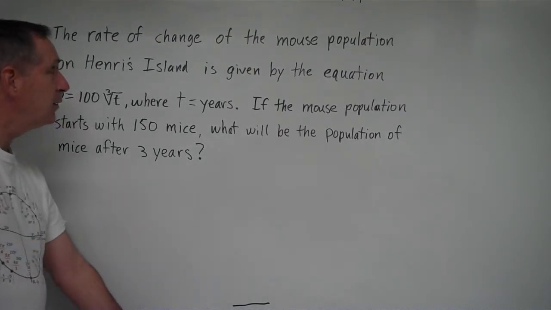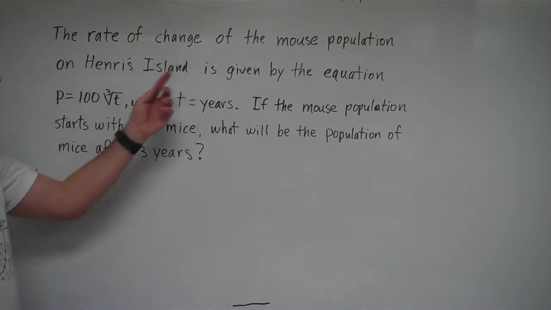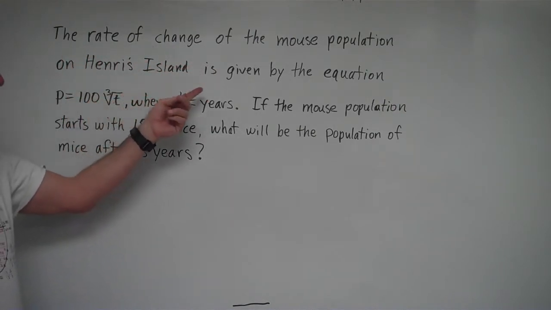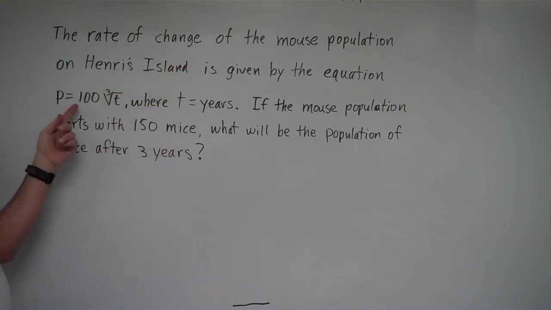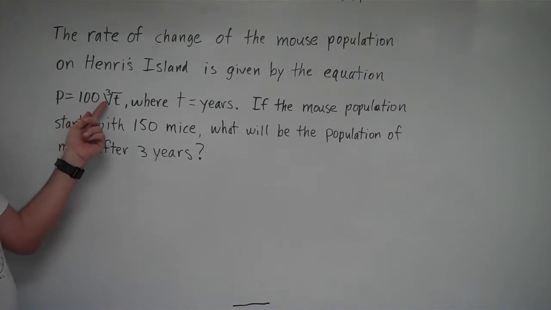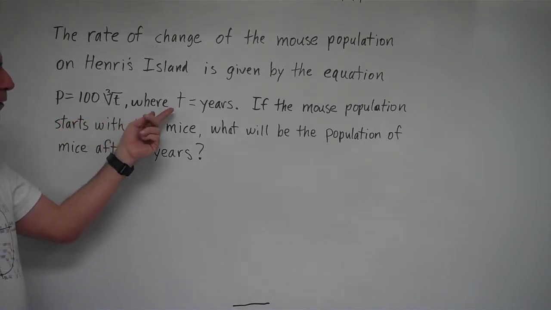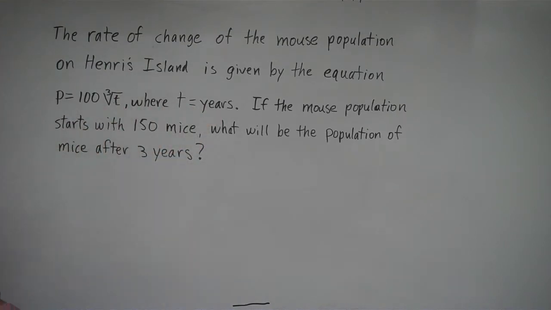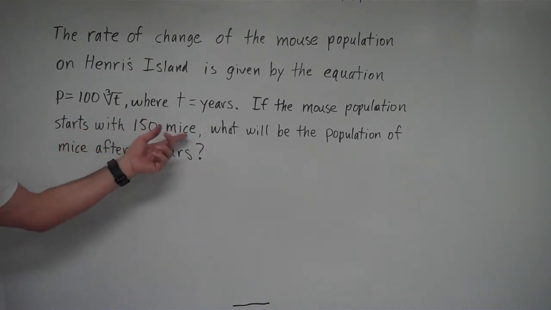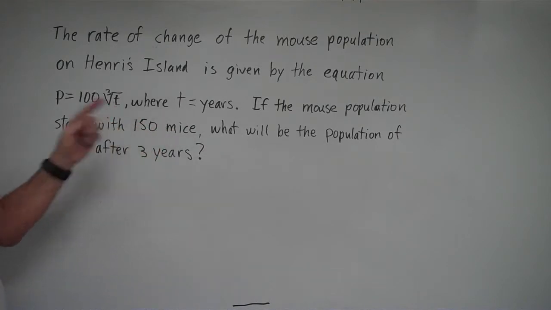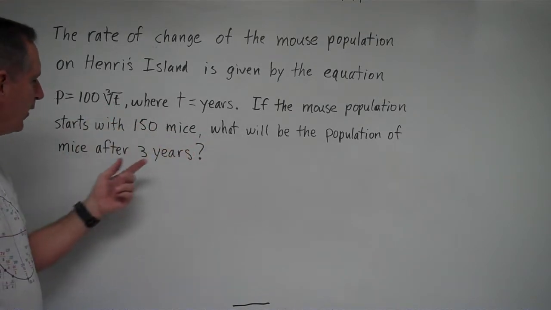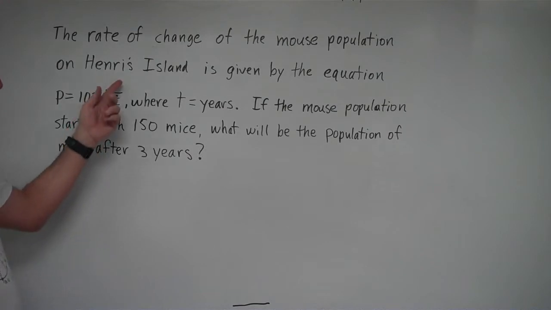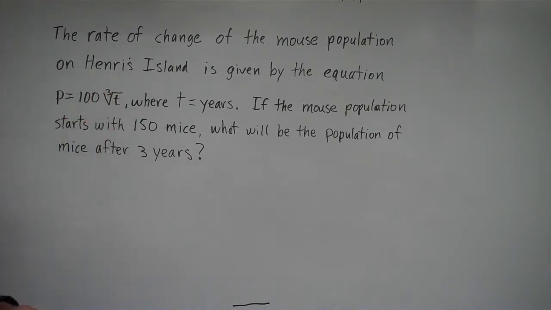Here we have a problem. The rate of change of the mouse population on Henri's Island is given by the equation P equals 100 cube root of t, where t equals years. If the mouse population starts with 150 mice, assuming at time equals 0, what will be the population of mice on Henri's Island after 3 years?